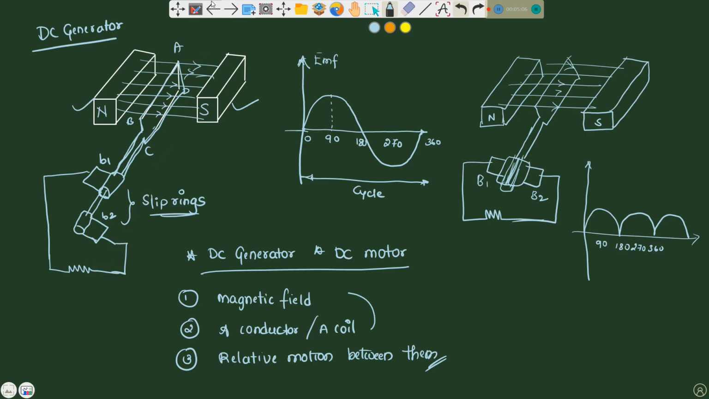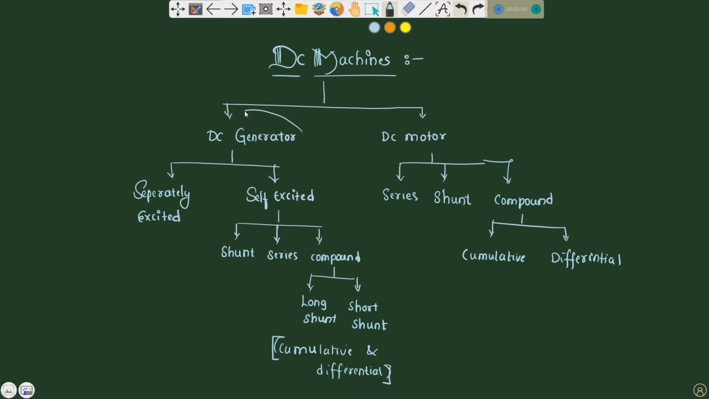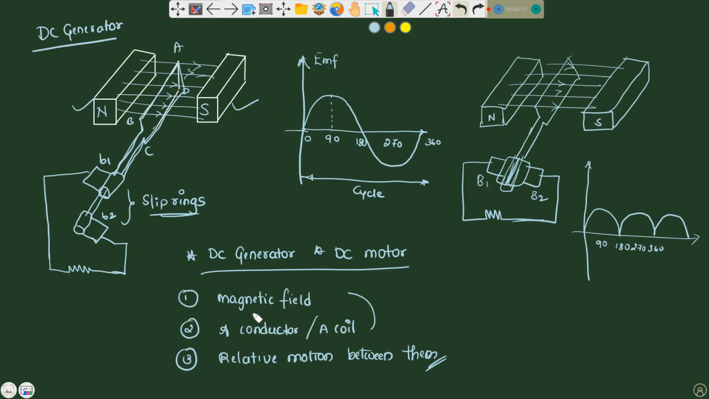Understood? So as I said, either it may be a DC generator or a DC motor, you require three important objectives: a magnetic field, a conductor or a coil, and relative motion between them. You can generate in either direction. By keeping the magnetic poles constant, you can rotate a conductor or a coil, or else you can keep the conductor constant and move the magnetic fields to cut it. Either is possible.